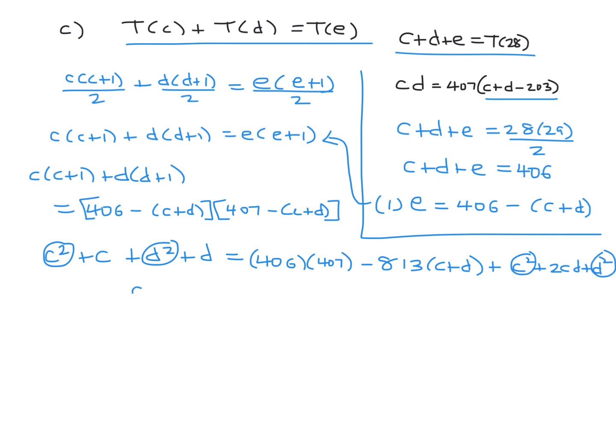All right, so all we have here is (c plus d). This is 406 times 407. And this is 813 times (c plus d).